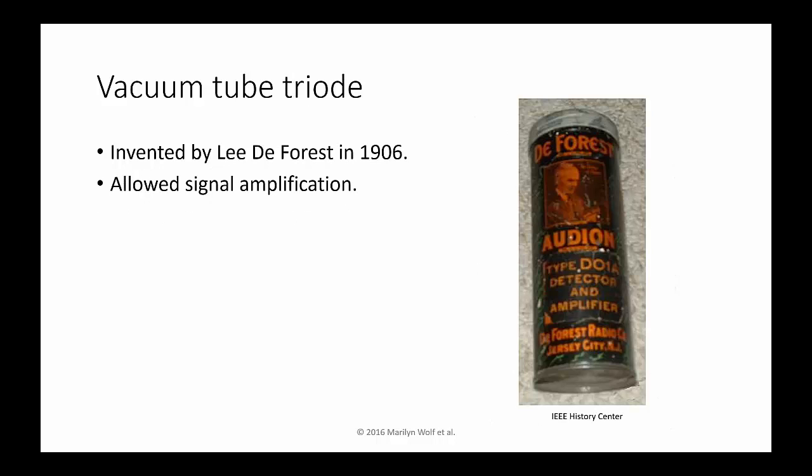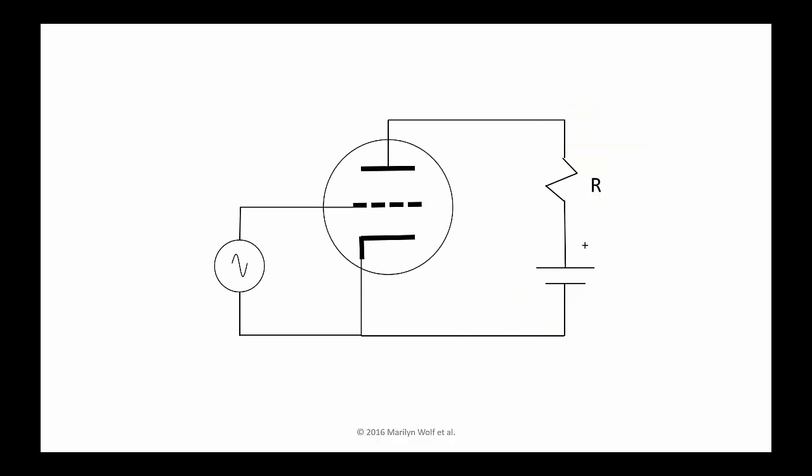But Lee DeForest wanted to invent his own detector, and in 1906 he came up with the vacuum tube triode. And this was revolutionary because it allowed not just detection, but amplification. DeForest introduced a third element, this grid. A voltage applied across the grid can be used to modulate the current that flows through the plate. So now by changing the grid voltage, we can change the current that flows across the plate.